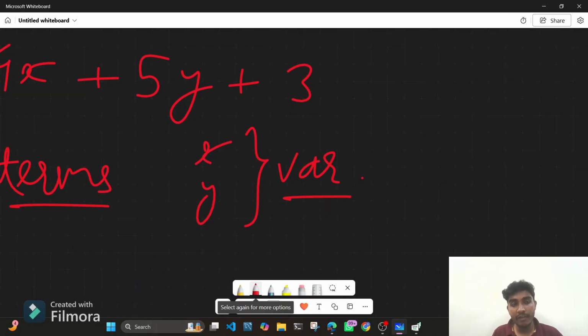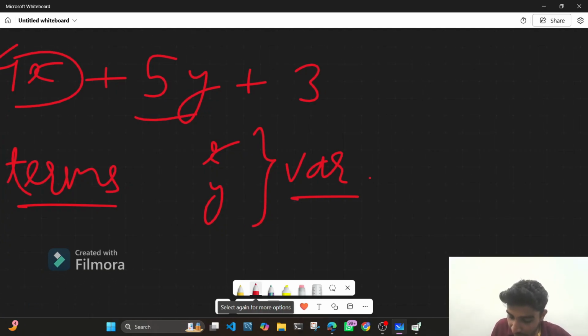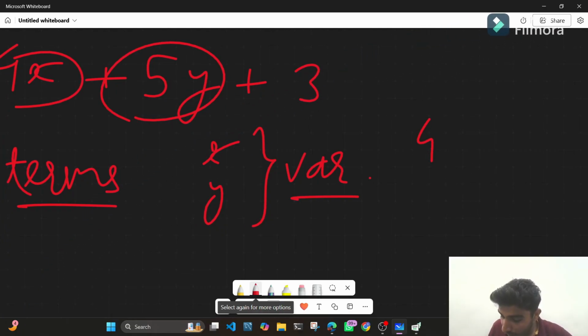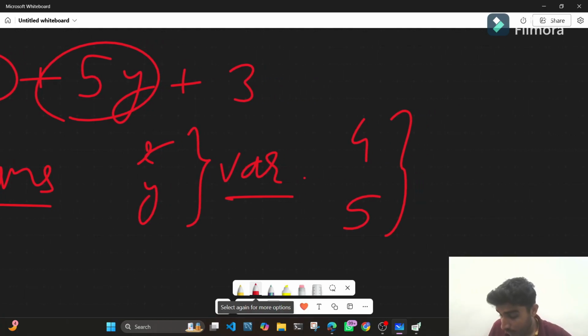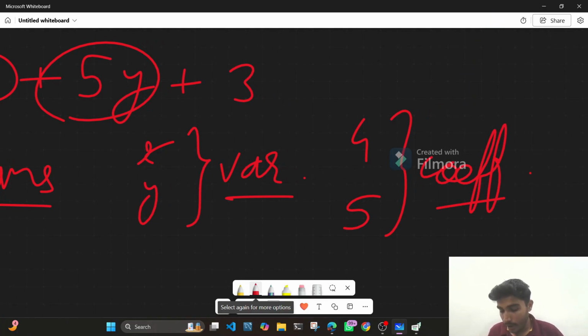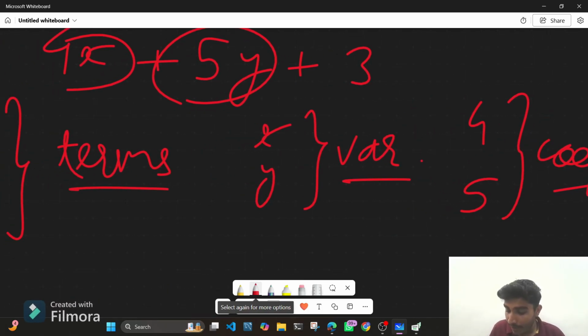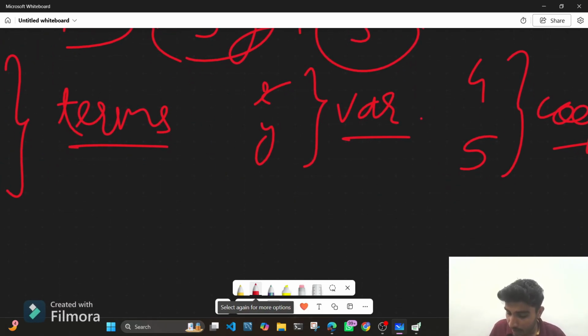Next, the numbers that are associated with the variables, or rather the numbers that are in multiplication with the variables, here 4x and here 5y. So basically 4 and 5 are coefficients, whatever you call it. Okay, and here we also have 3. So 3 is a constant. 3 will never change. 3 is a constant.